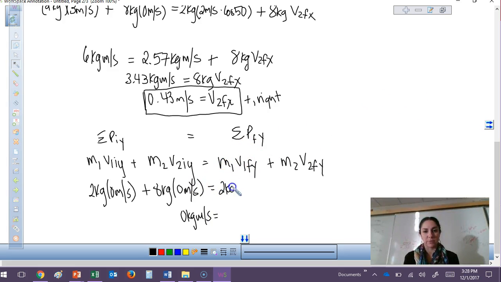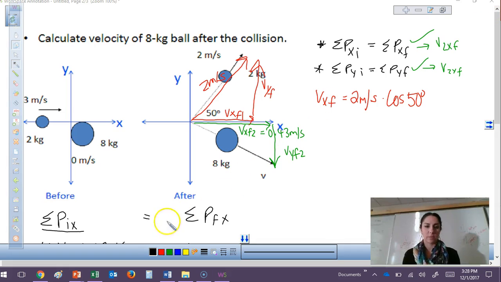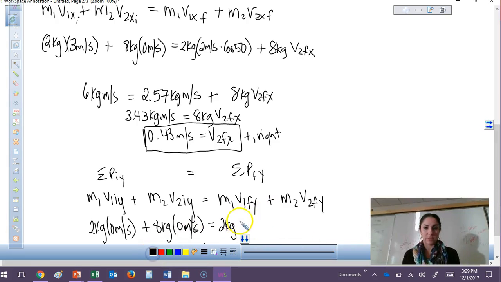Now let's look here. Mass 1 is the 2 kilogram object. But just like we did before, we're going to get the vertical component of the 2 meters per second velocity that we have here. So V1y final, it's opposite the angle, so it's going to be 2 meters per second times sine 50 degrees. I did that quickly, hopefully that makes sense. So that's what goes here. 2 meters per second times sine 50 degrees plus 8 kilograms V2y final, because we don't know that variable, like that.